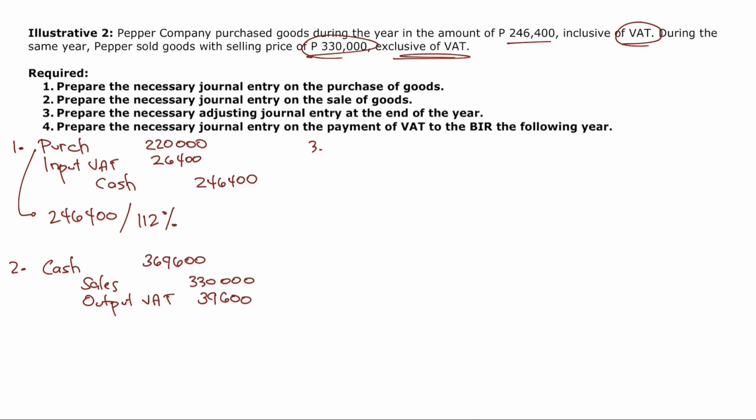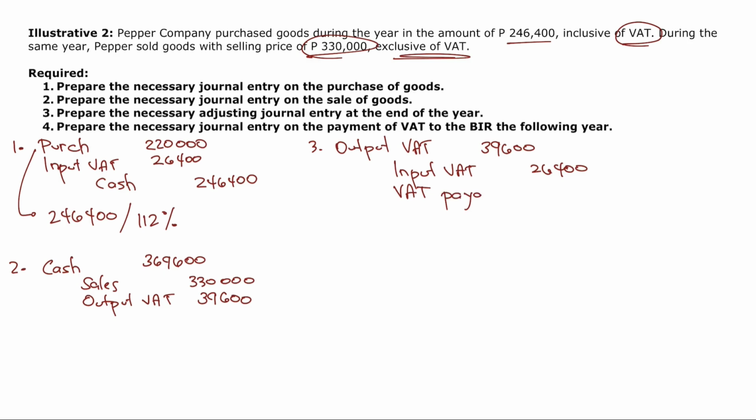Now, requirement number 3, prepare the necessary adjusting journal entry at the end of the year. Once again here, i-recognize lang natin yung input and output VAT. So, para ma-recognize yung output VAT, kailangan natin siyang i-debit. So, debit output VAT equal to 39,600. Credit input VAT, para matanggal na natin yung input VAT na nakadebit. That's equal to 26,400. Then, the excess will be called VAT payable.